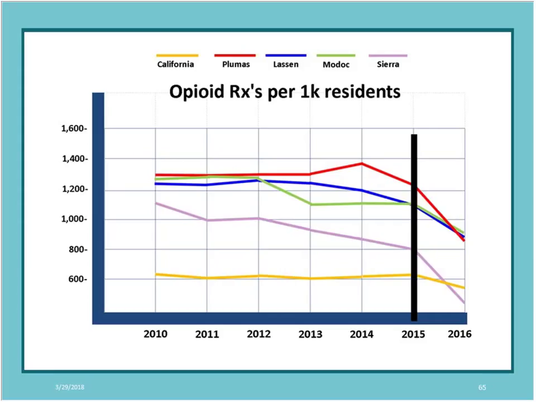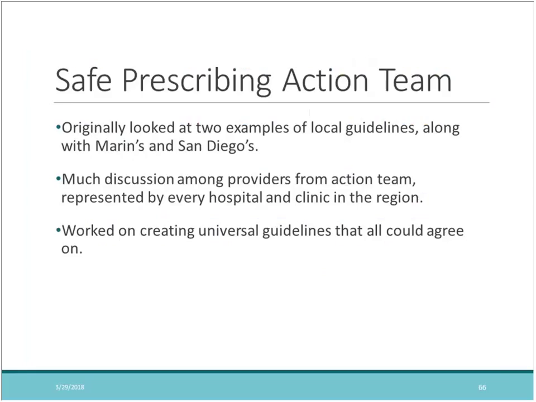When we formed the coalition, one of our action teams was the Safe Prescribing Action Team. This was what I like to refer to as the doctors club. It was comprised completely of doctors and myself, who is not a physician, and included physicians from across the region, with representation from all the major hospitals and a lot of the clinics. Our main objective was to put prescribing guidelines in place in every hospital of our region. These were going to be guidelines mainly for chronic pain.